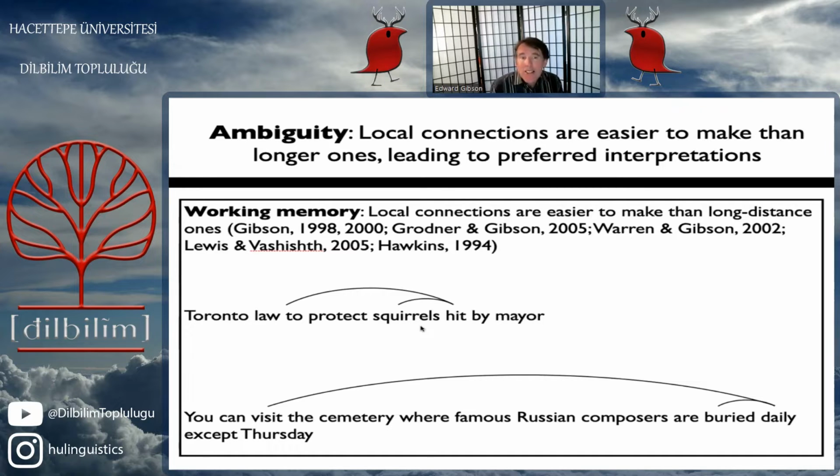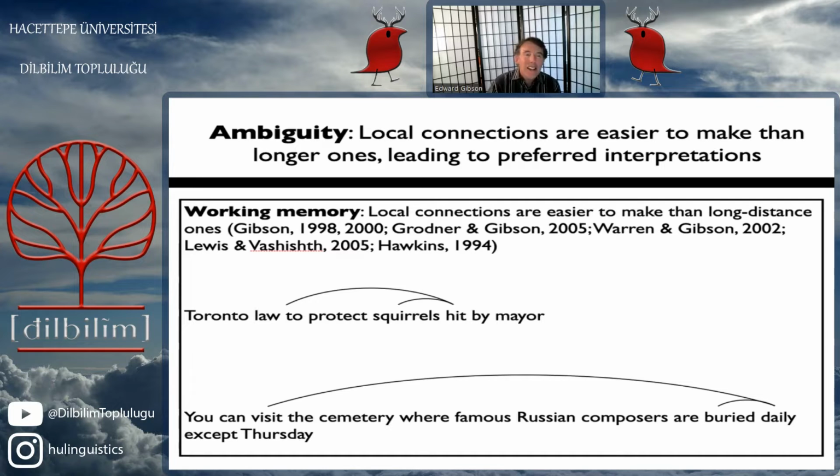It's an ambiguous sentence, and because there's a local thing, which is weird, if it's local, you can't help but compute it as the idea. And that makes this a little bit funny. It's the same with this translation here. This is in a Russian hotel in St. Petersburg, I think. It said you can visit the cemetery where famous Russian composers are buried daily except Thursday. In English, that's not the way to word this, because what was intended was that you can visit the cemetery daily except Thursday, but the way this was worded was that they're buried there daily except Thursday. You can't help but notice that. That's just too local, and people universally think that's weird.